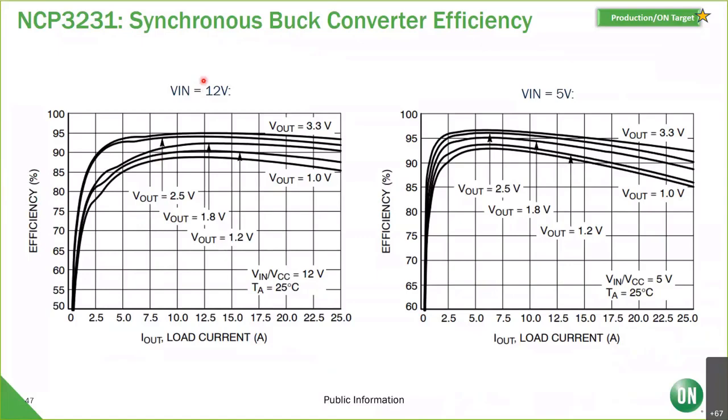So here's some of the efficiencies for the 3231. For 12-volt in, you can see that we're hovering well above 90, at 95% efficient across a pretty wide load for certain V outs. And then we've got a V in of 5 volts. And you can see for other V outs, we're well above 95% efficiency. So definitely something, like I said, for grid power devices, it's all about efficiency.